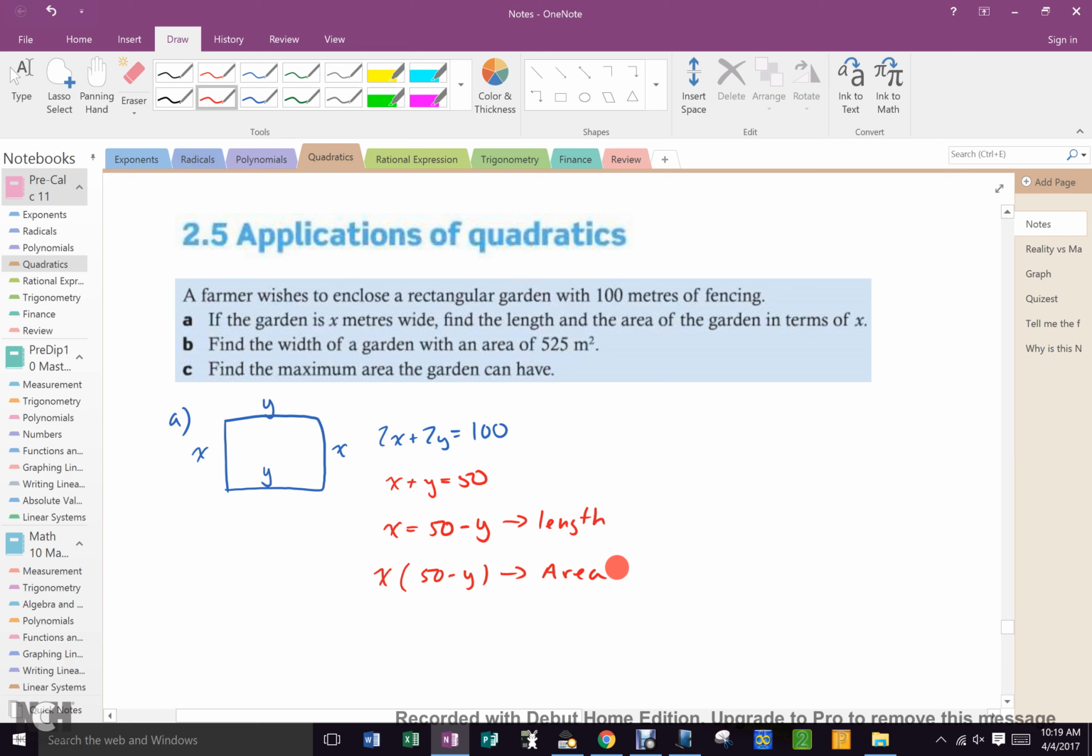Is everybody good to there? Yep. Yes? Okay. Can I do anything with this? Oh, it's not 50 minus y. Yeah. What can I do with that? I could expand it, yes? What's the problem with it? Because everybody understands why this works, right?